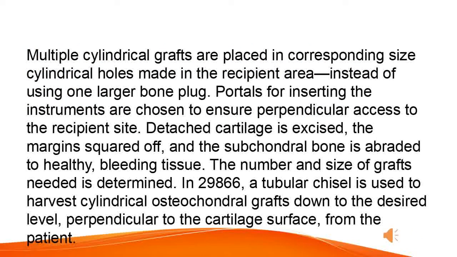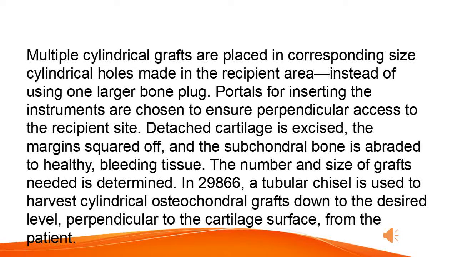Multiple cylindrical grafts are placed in corresponding size cylindrical holes made in the recipient area instead of using one larger bone plug. Portals for inserting the instruments are chosen to ensure perpendicular access to the recipient site. Detached cartilage is excised, the margins squared off, and the subchondral bone is abraded to healthy, bleeding tissue. The number and size of grafts needed is determined.